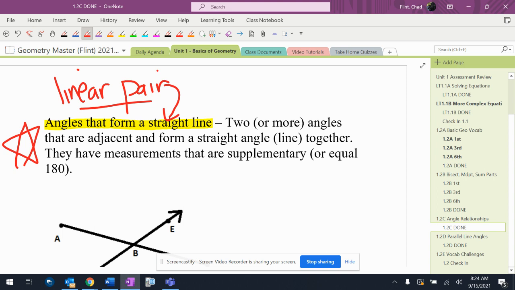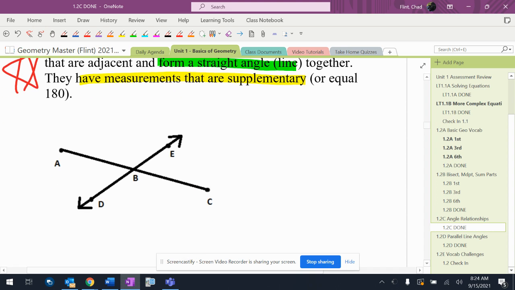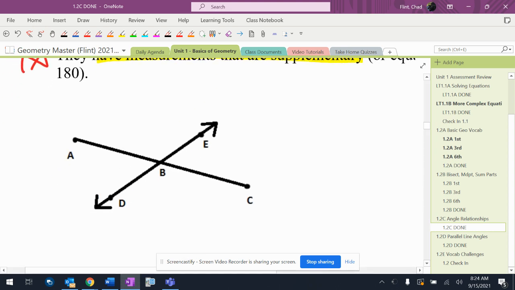They're adjacent. It says they're supplementary. So let's make sure we get the important things here. Two or more angles that form a straight angle or a straight line. Their measurements are supplementary, which means they add up to 180. So let's go down here to the picture. Now, there are several pairs of them, but we're just going to pick out one pair so that you can see what I'm talking about.